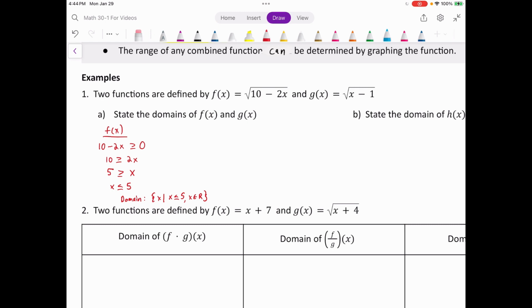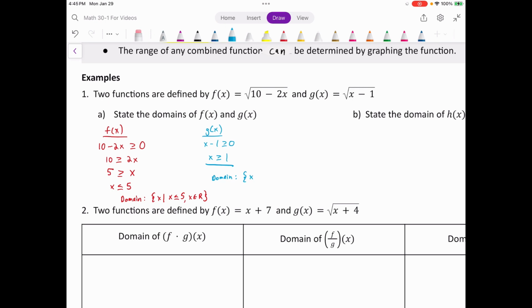And then g of x, what's g of x? G of x is the square root of x minus 1. So same idea. X minus 1 must be greater than or equal to 0, and therefore x must be greater than or equal to 1. I mean, we can kind of think about that one, but you can also get there by just algebraically adding 1 to both sides. So x must be greater than or equal to 1. So there's our domain for g of x.